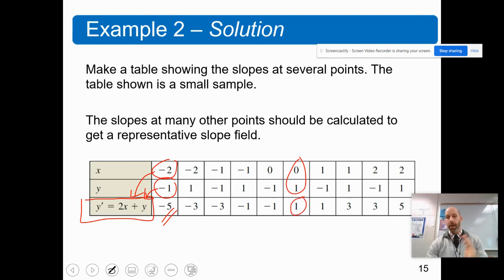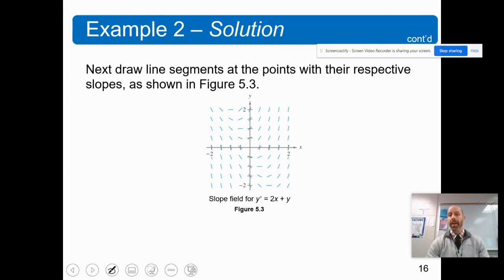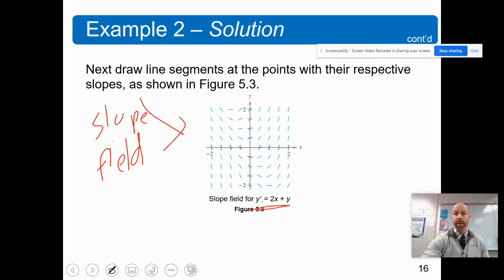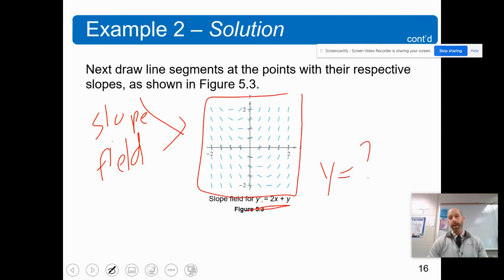Now, we take all this information in this table, and now we can create what's called a slope field. This is a slope field. It gives us a lot of information about what the solution is for that particular differential equation. Now, we don't know what the actual equation is. We don't know what y is, but we know based on this slope field, it gives us some idea of what the solutions for that particular differential equation will be.